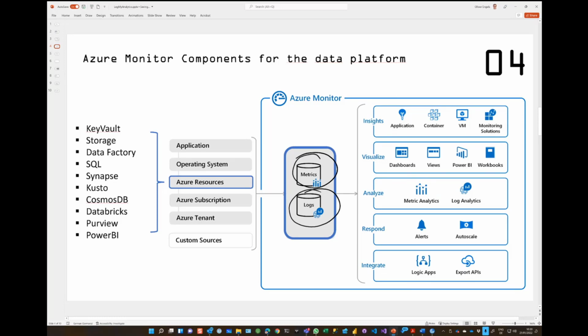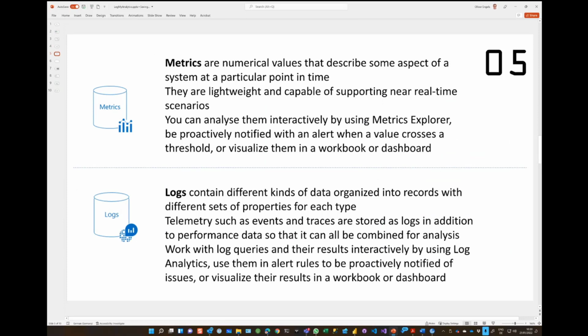So let's have a look into what this means for us at the data platform. For example, for Data Factory or Synapse or Kusto or Purview. Metrics are numerical values, a kind of data stream that is lightweight and small, so you can do some kind of real-time analytics on it. You see, for example, the CPU threshold, or any kind of activities directly in it. Microsoft is trying to do this at a small scale, so you get this in a real-time manner.